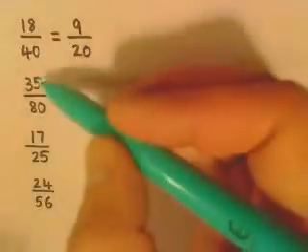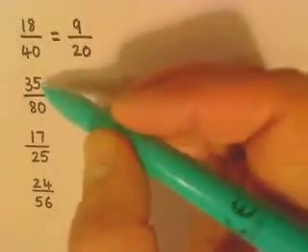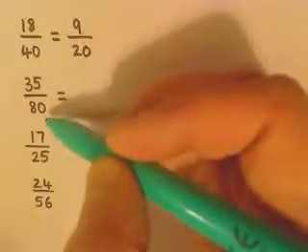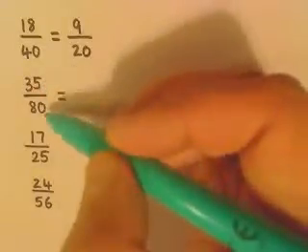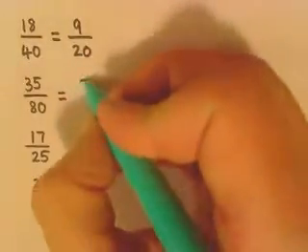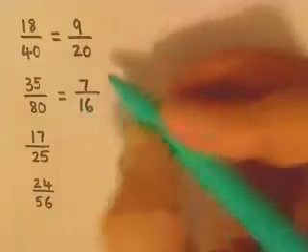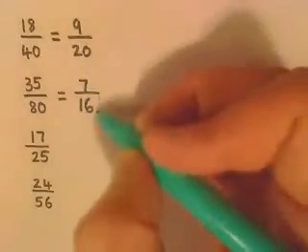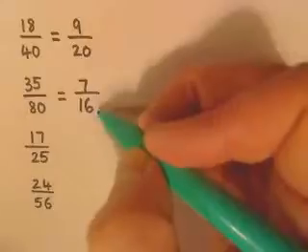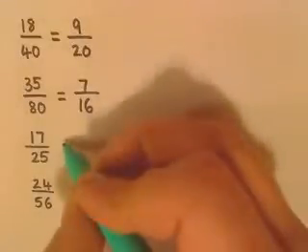If we look at this second fraction, 35/80ths, then a common factor of both 35 and 80 would be 5, because 35 and 80 are both in the 5 times table. So 35 divided by 5 is 7, and 80 divided by 5 is going to be 16. And again, the only common factor of both 7 and 16 is 1. So this fraction is in its simplest form also.